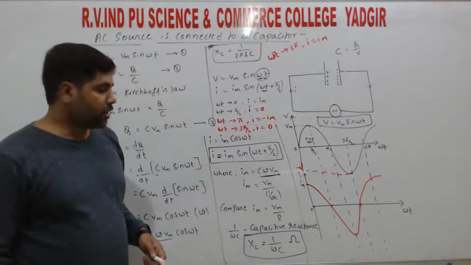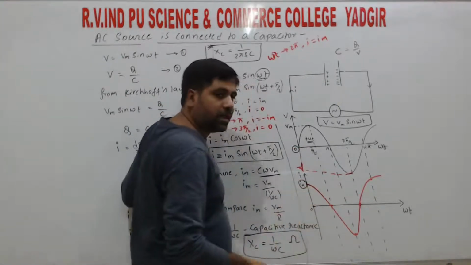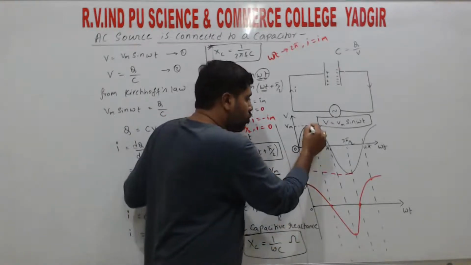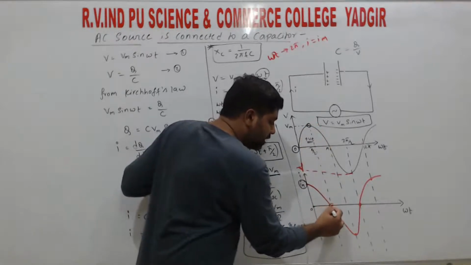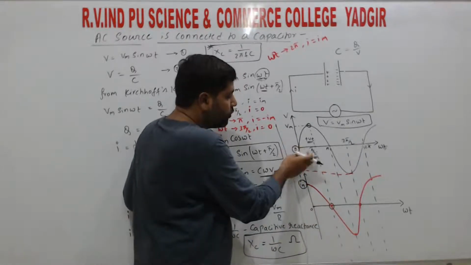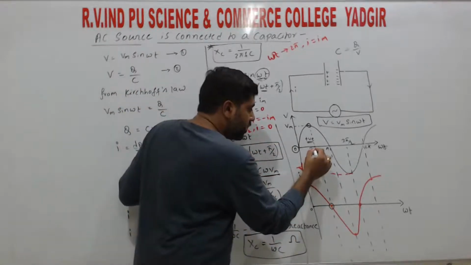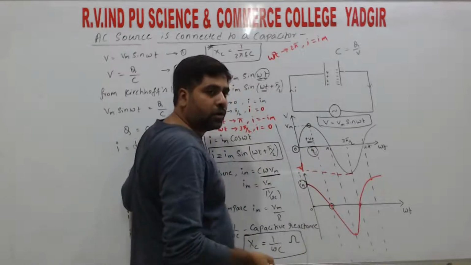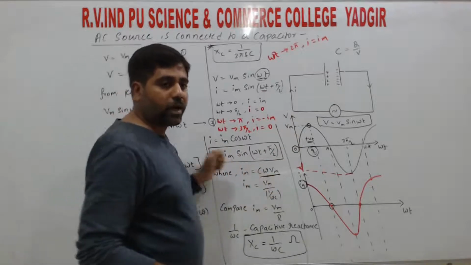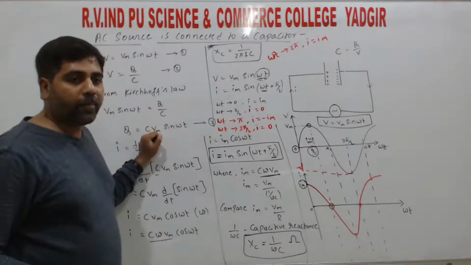From this we can observe that when voltage is 0, we get the maximum current, that is the peak current. When voltage is maximum, we get current equal to 0. So the range from maxima to 0 and 0 to minimum is from 0 to pi by 2. There is a shift between the maximum voltage and the maximum current by an angle of pi by 2. So the difference angle is pi by 2.